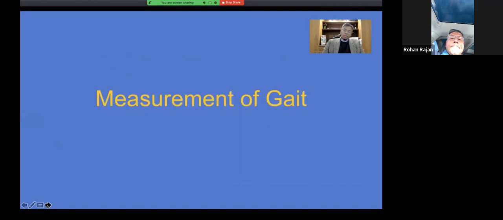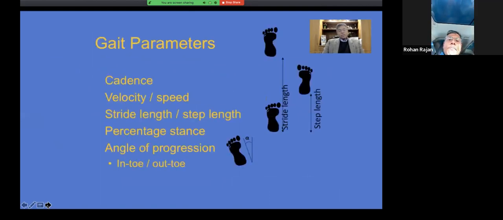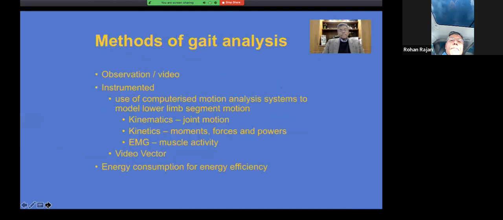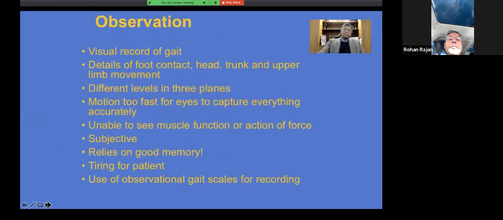These are the measurements that we can provide from the Gait laboratory for you: cadence, velocity, stride length, step length, percentage stance, and angle of progression. There are 2 types of gait analysis: observational gait analysis, where we use our eyes, and video gait analysis. In the Gait laboratory, we use various instruments as well.